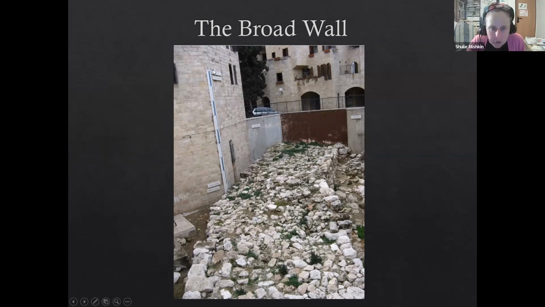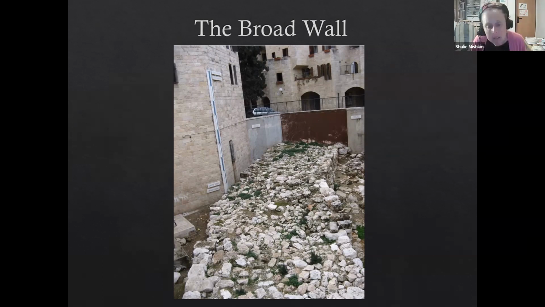Very nice tall wall, 8 meters high, with pottery and with the style of the construction dating back to First Temple times. And Nachman Avigad, who is the archaeologist who dug here, said this is proof positive that the maximalists are correct, that the city really did expand already in First Temple times.